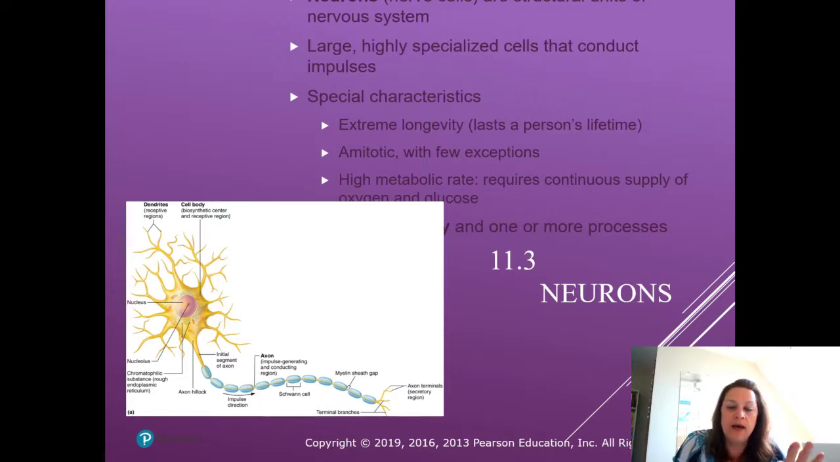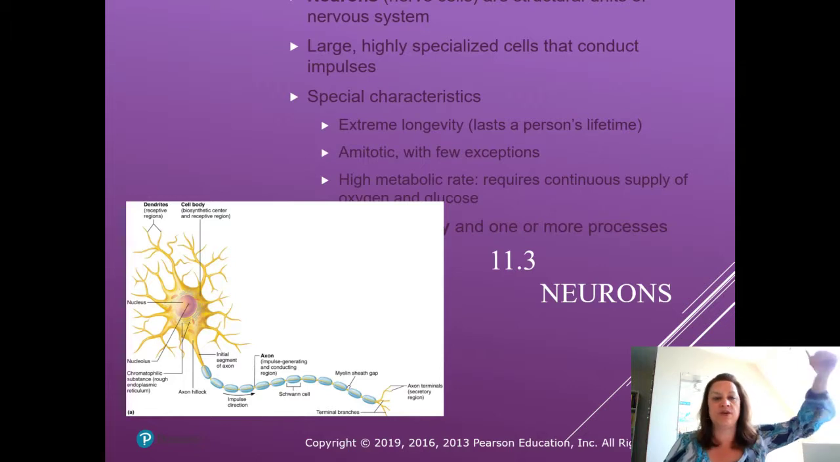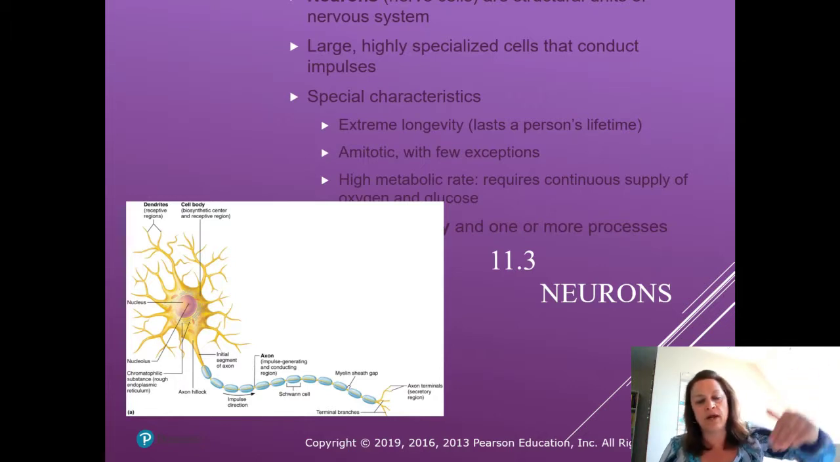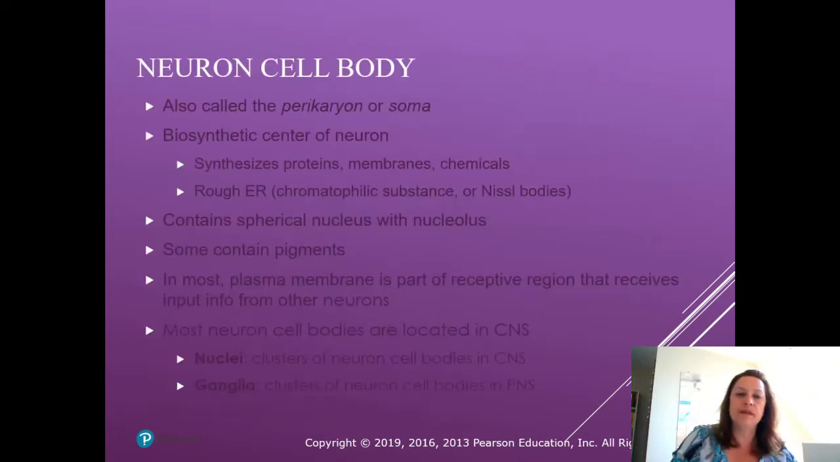You'll see the myelin sheath, you'll see the cell body, and notice the very bottom says impulse direction going in this direction. We would never see something going from the axon out the dendrites. It's always dendrite, cell body, and then axon.